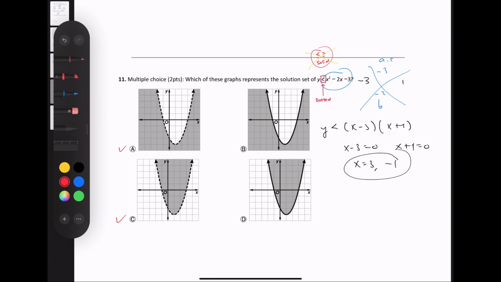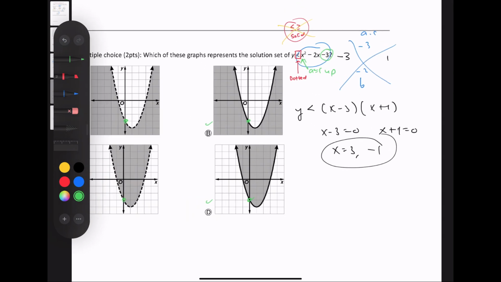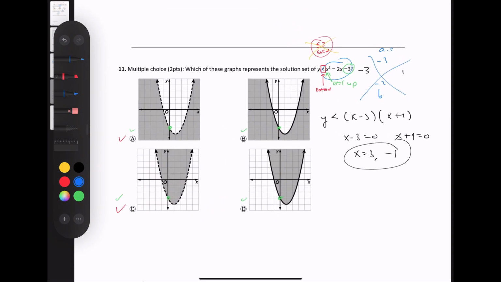A couple other things you can note. Standard form. Let's pick a different color. C value is your y-intercept, which all of these have. Your A value is 1, so it is opening up, which all of these have. Okay. Now let's just use our test point. Let's test 0, 0. So my test point is 0, 0.